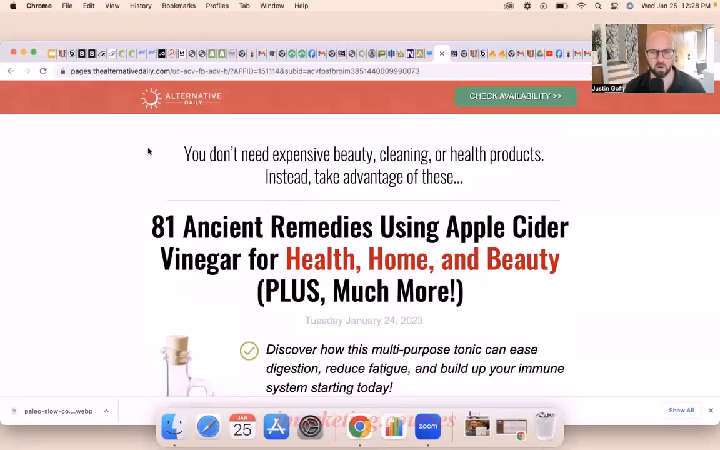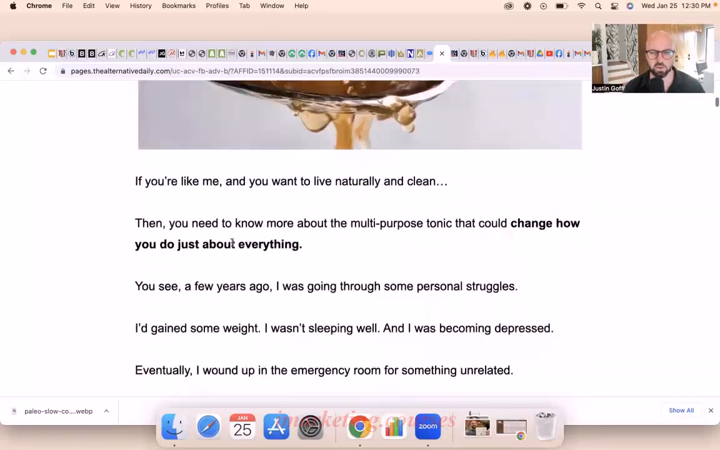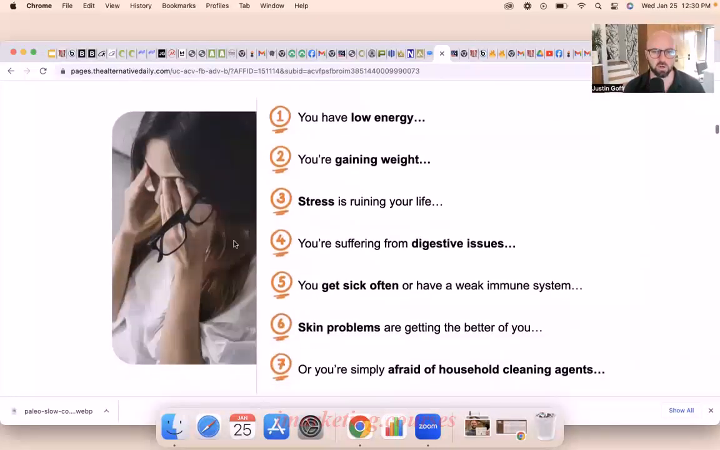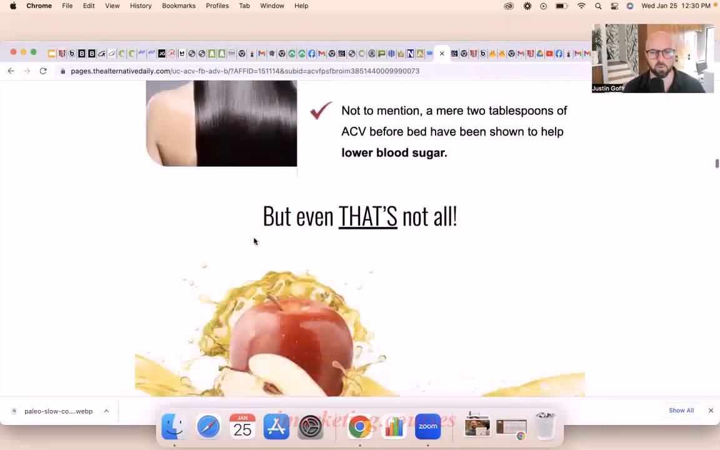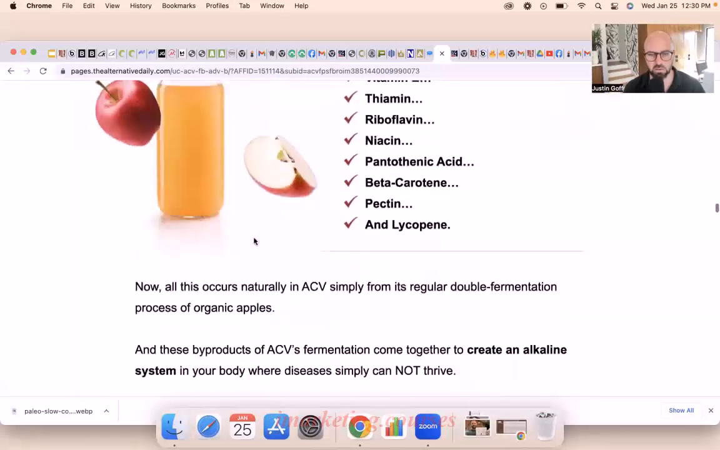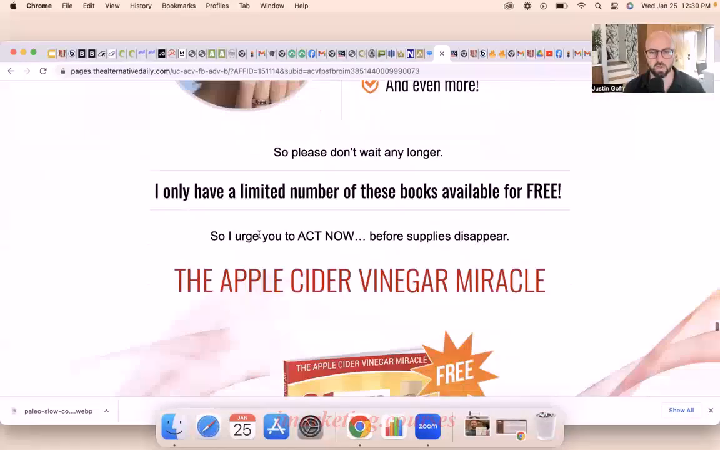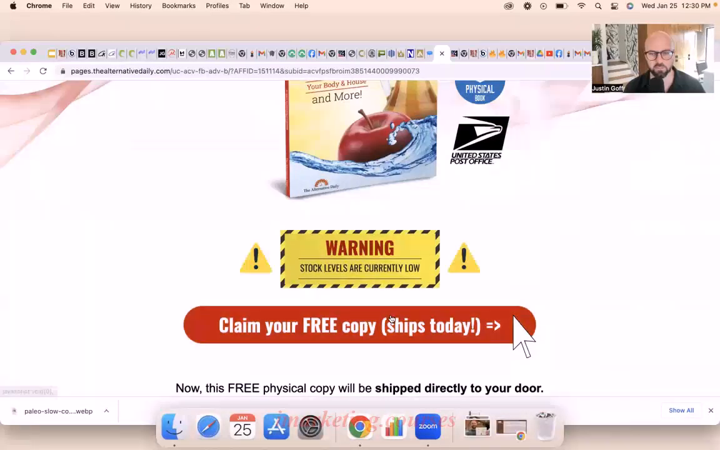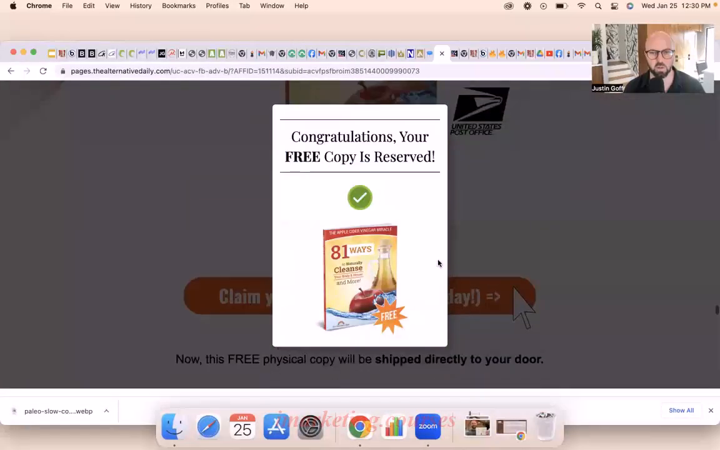So I got a couple more. I think I got two more here. Alternative Daily, they're a huge player in the alternative remedies kind of niche. This is a whole thing about apple cider vinegar for health, home, beauty, and more. So it's basically all these uses for apple cider vinegar, from losing weight to cleaning your kitchen counter to whatever else you can do with it. And this is very similar to all their other stuff, free plus shipping.